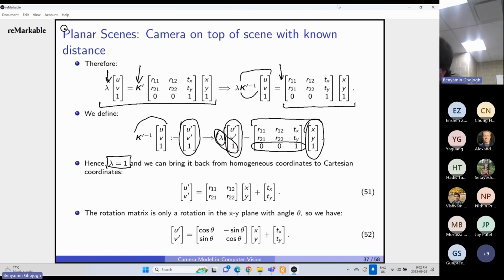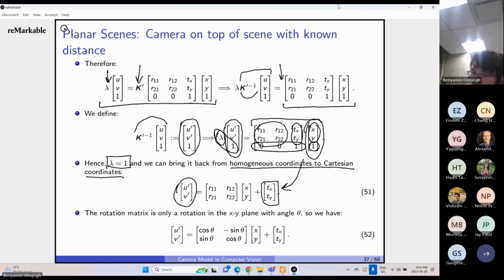Now, let's go back from homogeneous coordinates to Cartesian coordinates. So, we had u prime v prime 1. This is the fake dimensionality. We can bring it back to u prime v prime by dividing the side by lambda, right? So if we do that, as lambda is 1 also, if you solve this system of linear equations, you will end up with these two equations, right? Basically, it means that we multiply this side by x and y. Also, tx and ty is multiplied by 1. So plus tx and ty.